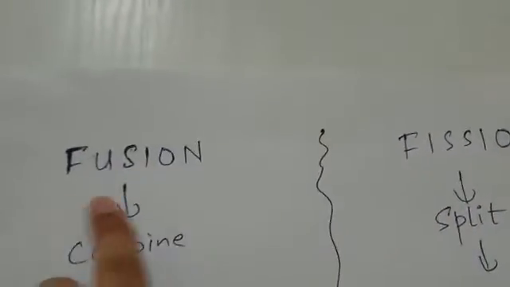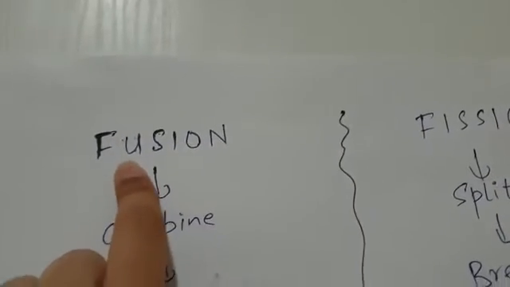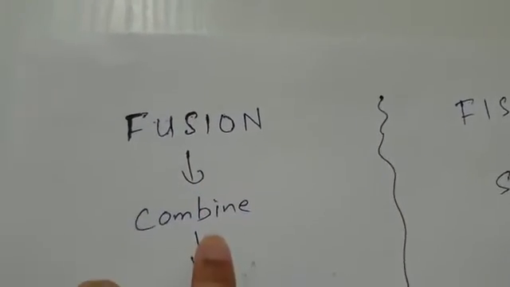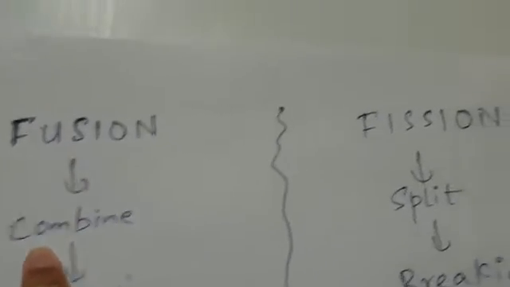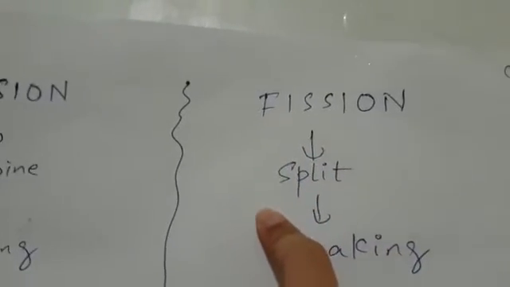So for today's assignment, we are going to talk about two new terms. The one is fusion and the other is fission. Fusion and fission, they both are opposite to each other. Fusion comes from the word fuse, which means combine. Two things combine together and make one thing. But fission is the opposite of fusion, and it means split or break.